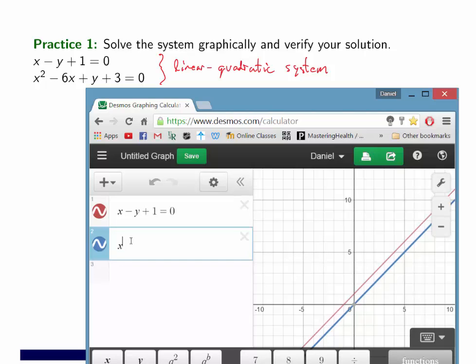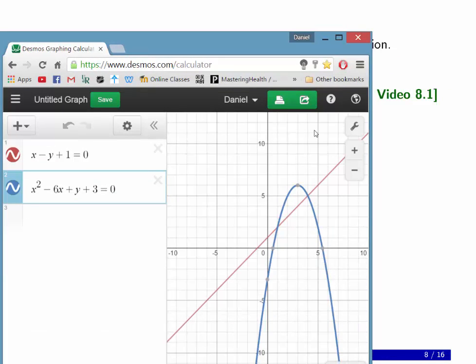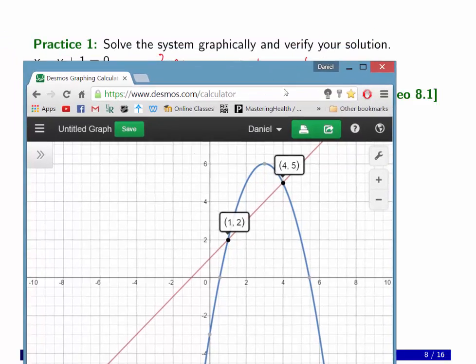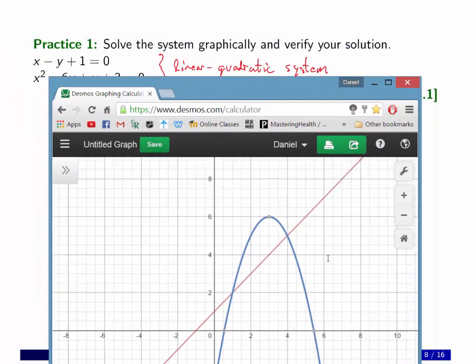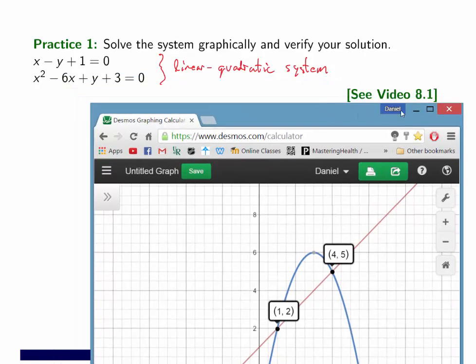Then we have x squared minus 6x plus y plus 3 equals 0. Okay, and then we're done. Let's take a look at what we got here. We'll hide this. So you can see, and this is nice how it's going to let us highlight the points of intersection. So we have 1 and 2 and 4 and 5. So you can see what this graph looks like. You can zoom around. Two solutions, 1 and 2, 4 and 5.